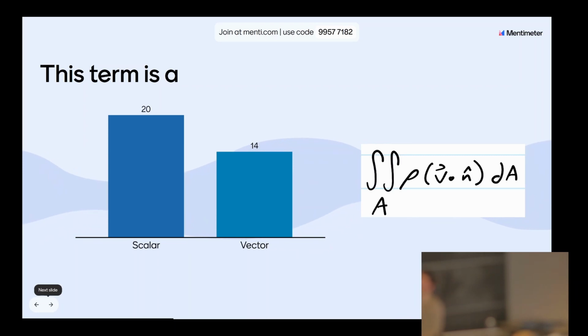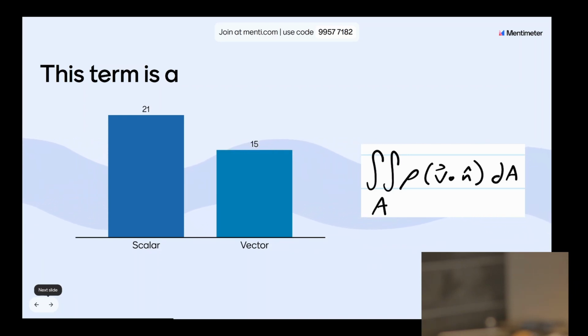So basically, I'm not asking you to evaluate this. If you were to evaluate this, would you expect a number or a vector? This is a scalar. It also appears in the conservation of mass equation. There are vectors in this, but this is a dot product. Remember, the dot product reduces two vectors into a scalar. So this is just rho times a number, so this is a scalar.